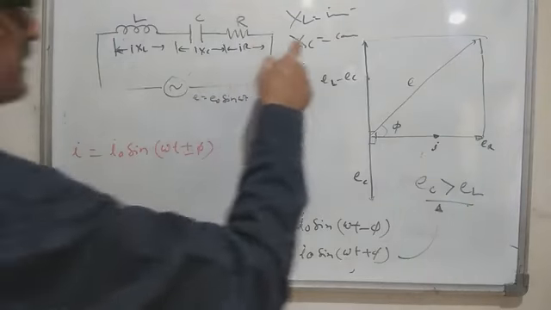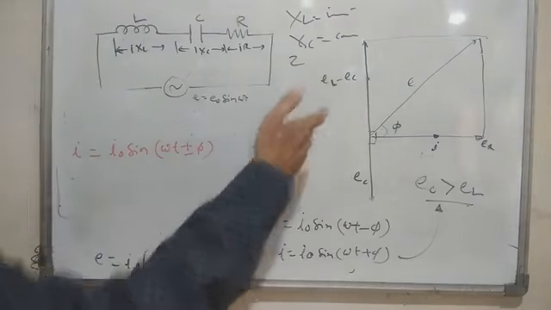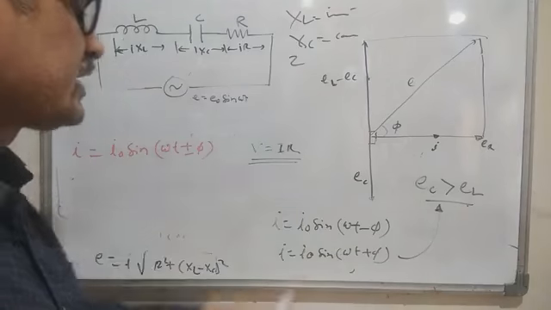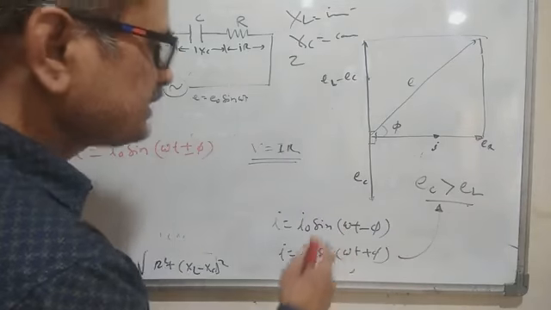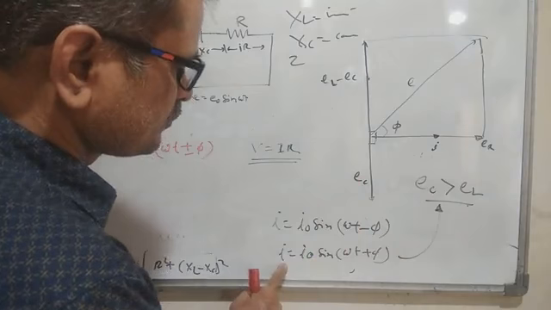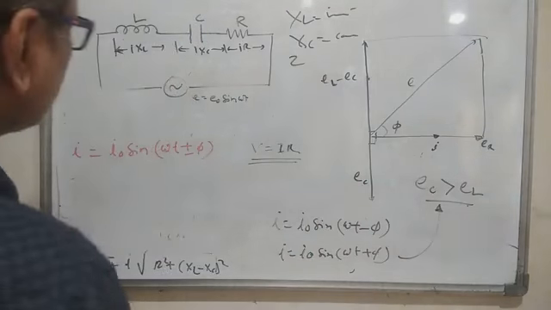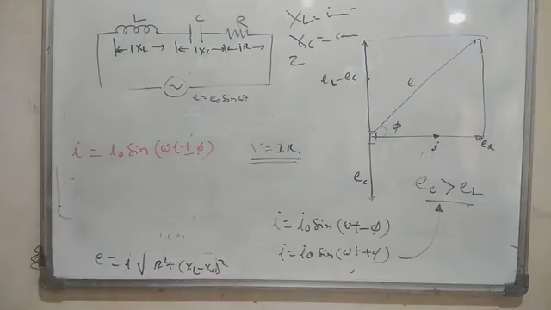When XL is high, the equation will be like this. When XC is high, the equation will be I equal to I naught sine omega t plus phi. So combinedly, I can write I equal to I naught sine omega t plus minus phi. So this is the current equation in case of an LCR circuit.